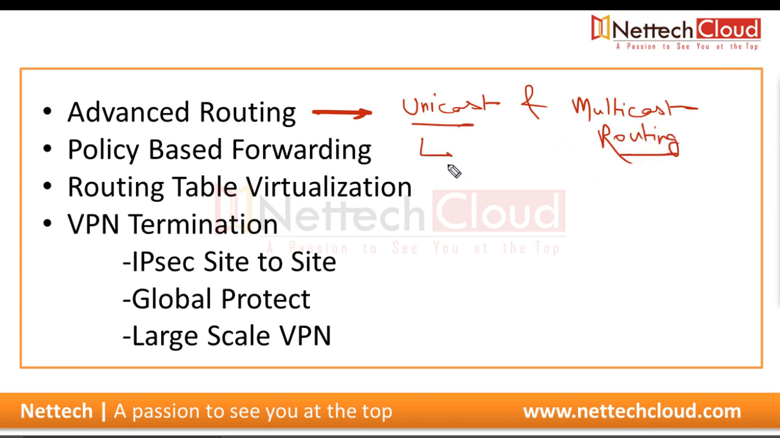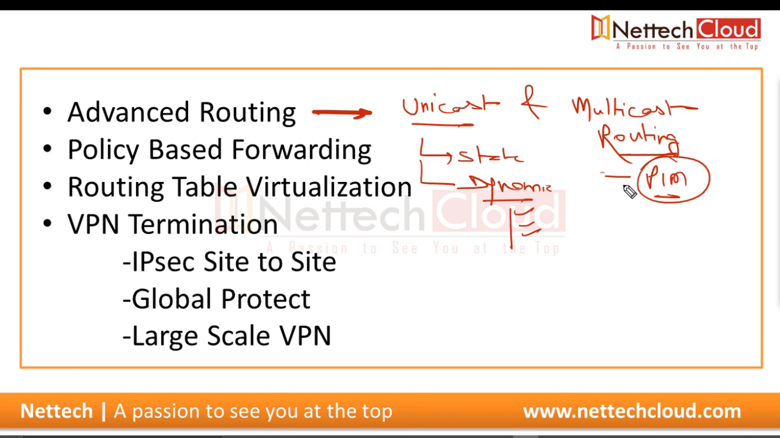In unicast routing, static routing is supported, dynamic routing is also supported, and protocols like RIP, OSPF, BGP we can configure. In multicast routing also, PIM is supported there, Protocol Independent Multicast, all right, in sparse mode. And both IP version 4 and IP version 6 routing are supported: IPv4 and IPv6, unicast and multicast, with static and dynamic.